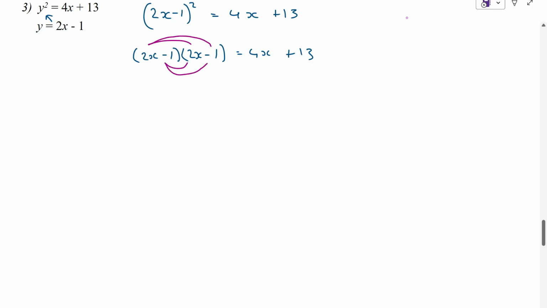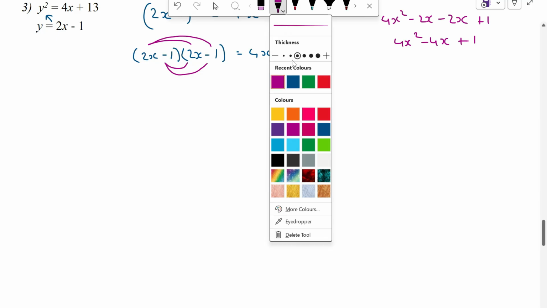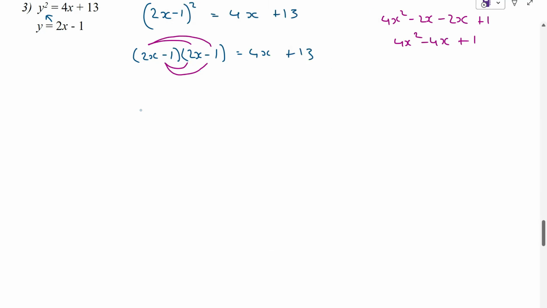I'm going to do that just here on the side. That will give us 4x squared minus 2x minus 2x plus 1, and simplified down, that gives us 4x squared minus 4x plus 1. So let's rewrite this now as 4x squared minus 4x plus 1 equals 4x plus 13. So let's rearrange and simplify this. Let's take all of these over so this equation can equal 0.